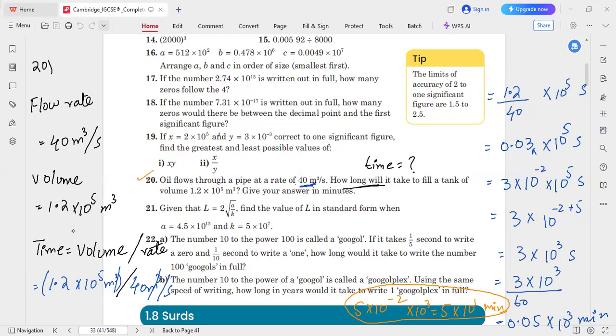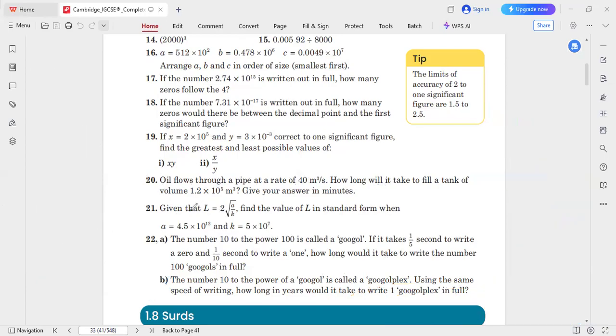Okay, let's move on to the next part, number 21. Here they gave us one formula. They are saying L is basically equal to 2 square root A by K. So we need to find out the value of L in standard form when they gave us the A and the K as well. So let's work on this.